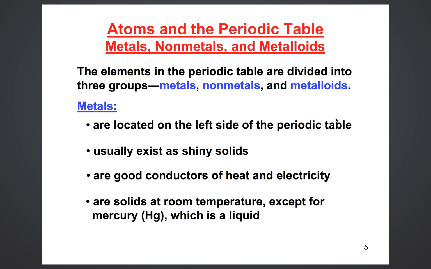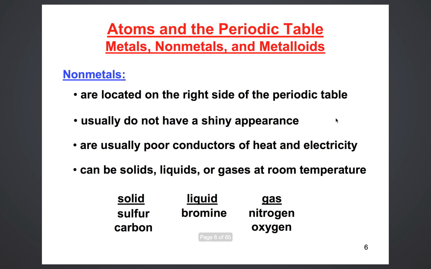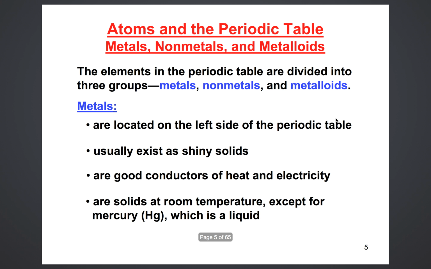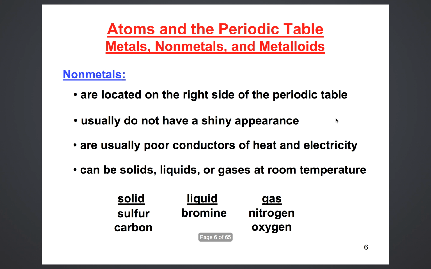Metals are located on the left side of the periodic table, the green highlighted part. They usually exist as shiny solids, are good conductors of heat and electricity, and are solids at room temperature except for mercury, which is Hg, which is a liquid at room temperature. That's the toughest part about mercury.